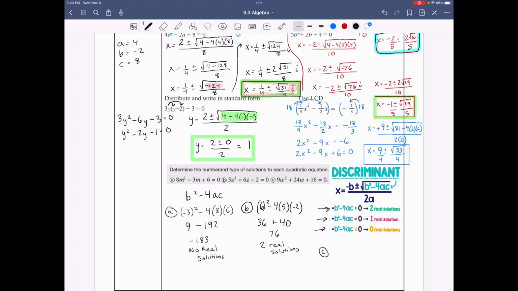For C, we have b squared, so 24 squared minus 4, a is 9, c is 16. So 24 squared is 576, I did that in my calculator, minus 4 times 9 is 36, times 16 is 576. So that's equal to 0, and since it's equal to 0, there is one real solution.